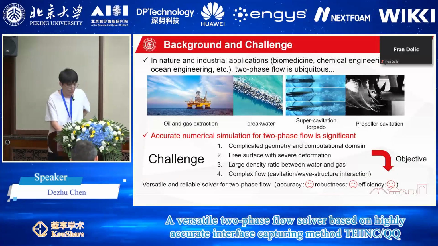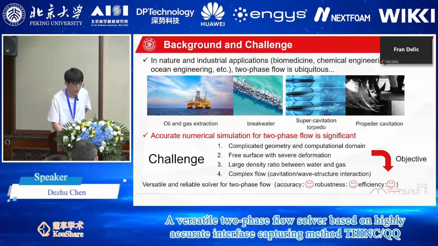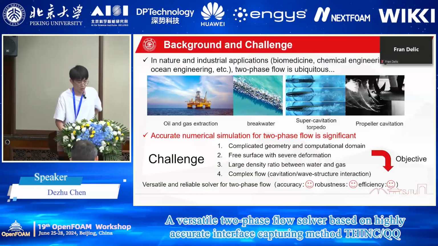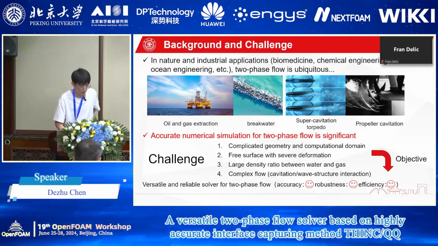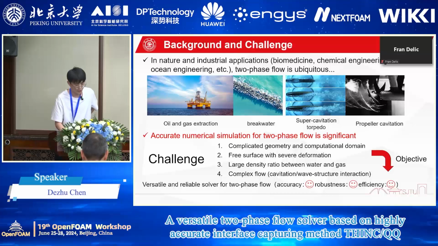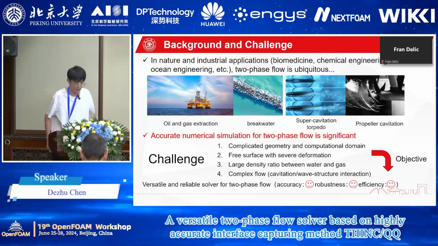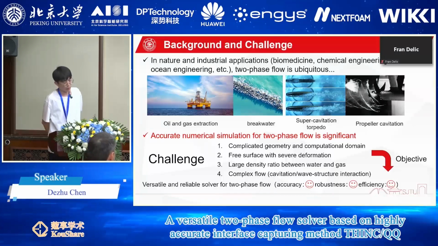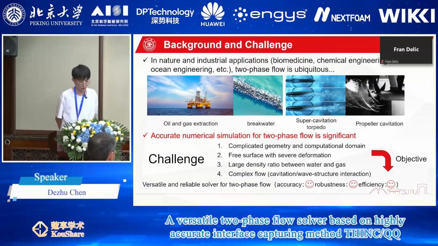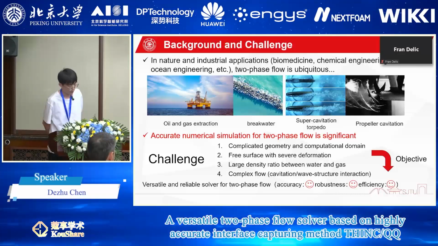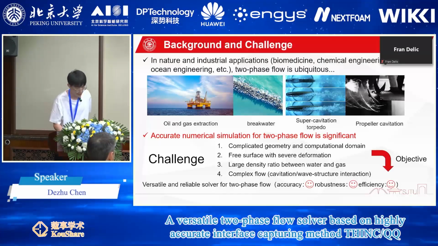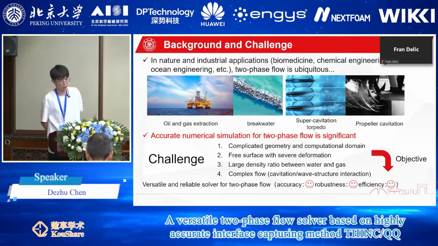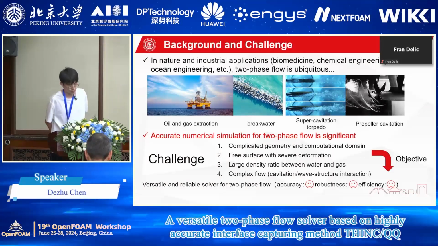So two-phase flow is encountered in natural and industrial applications. Examples are in ocean engineering, oil and gas extraction, super cavitation torpedo. So high precision numerical simulation of two-phase flow is crucial for guiding engineering applications. However, the accurate numerical simulation for two-phase flow has met a lot of challenges.